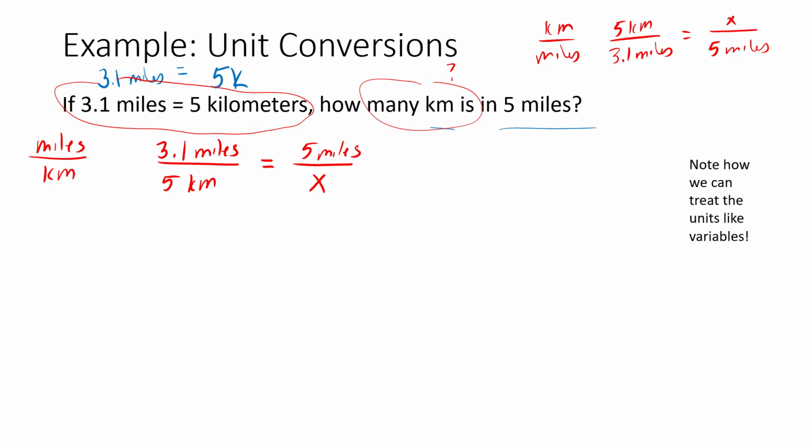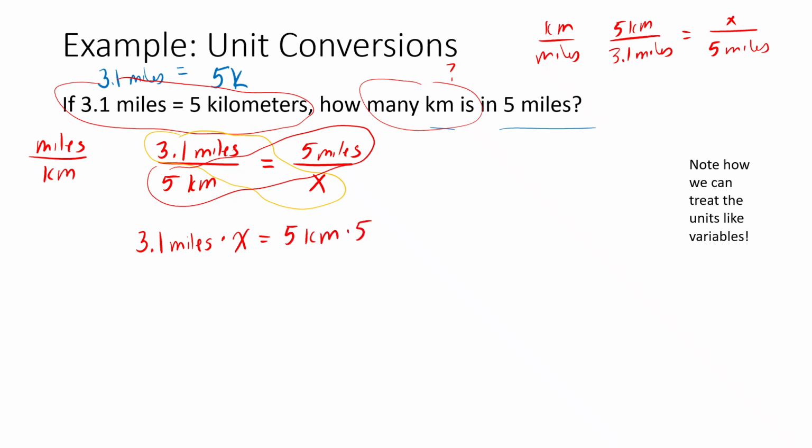And what I know is that the ratio between miles and kilometers is always the same. Like those are hard units, okay? So whatever this ratio is, this would have to be the same ratio. And we're going to use our cross products to solve. So 3.1 miles times X, and I'm going to do something with the units here. So 3.1 miles times X is equal to 5 kilometers times 5 miles.